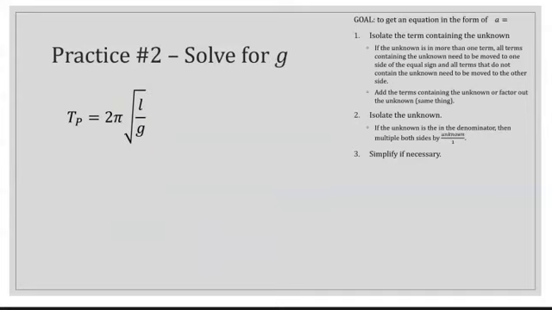All right, the next problem. This time we have what we're looking for, which is g, in the bottom underneath a radical. So this problem is a little bit more complicated.